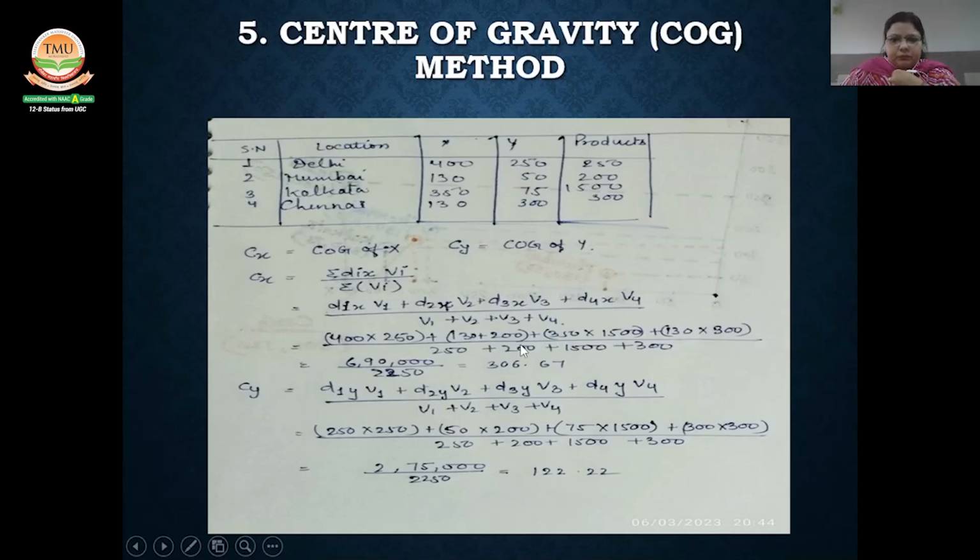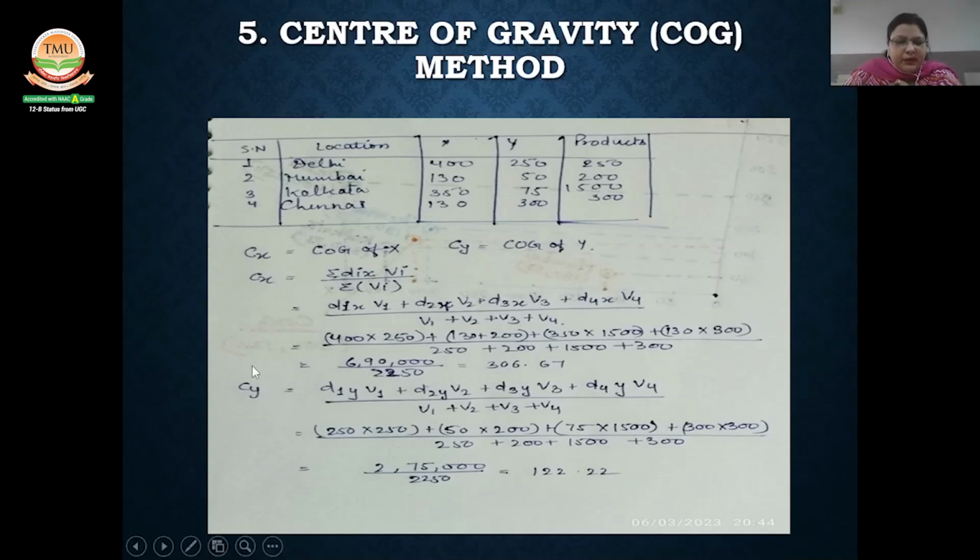200, this one. Okay, this is v, any product. Next is 350 multiplied by 1500 and 130 multiplied by 300, divided by the overall products 250 plus 200 plus 1500 plus 300. Okay, after the calculation we found that the Cx value is 306.67. It means we have found a location or center of gravity between these locations. Okay, now we will plot it on the graph.